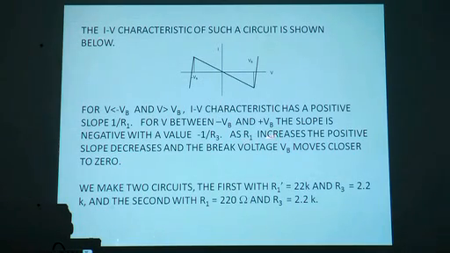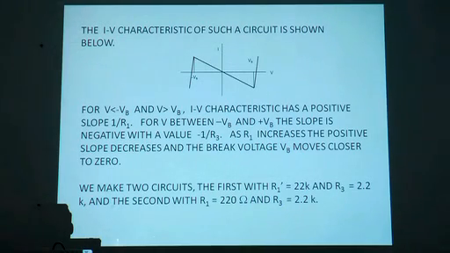When you increase R1, the positive slope decreases. So the curve becomes closer and closer to the horizontal line, and the break voltage VB moves closer to 0. So the effect of increasing R1 is to make the positive slope small and the break voltage come close to 0.